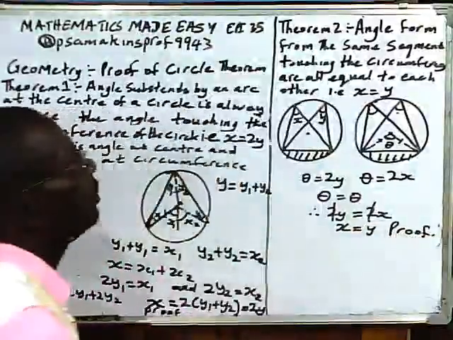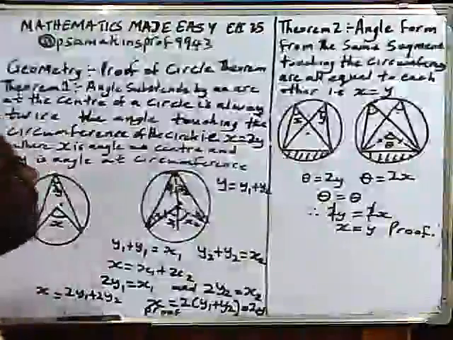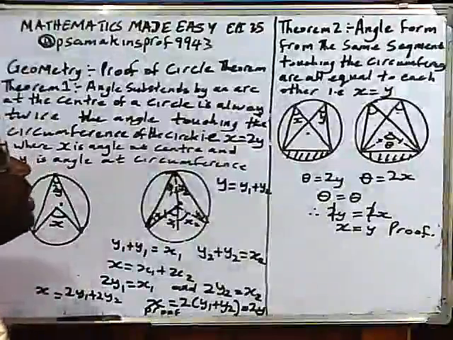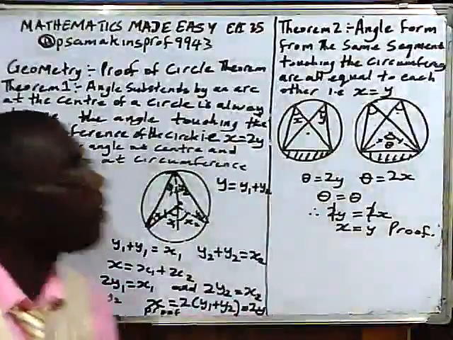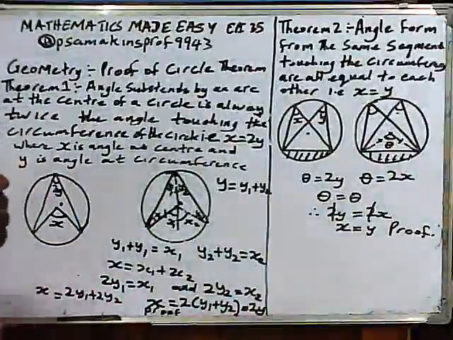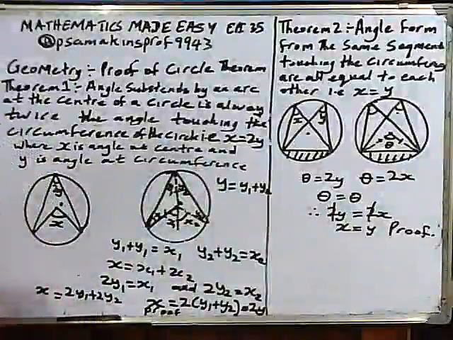So we can now see that theorems 1 and 2 work hand in hand. Theorem 2 says that angles formed from the same segment touching the circumference are always equal to each other. By next episode, when we shall meet, we shall look at other theorems.